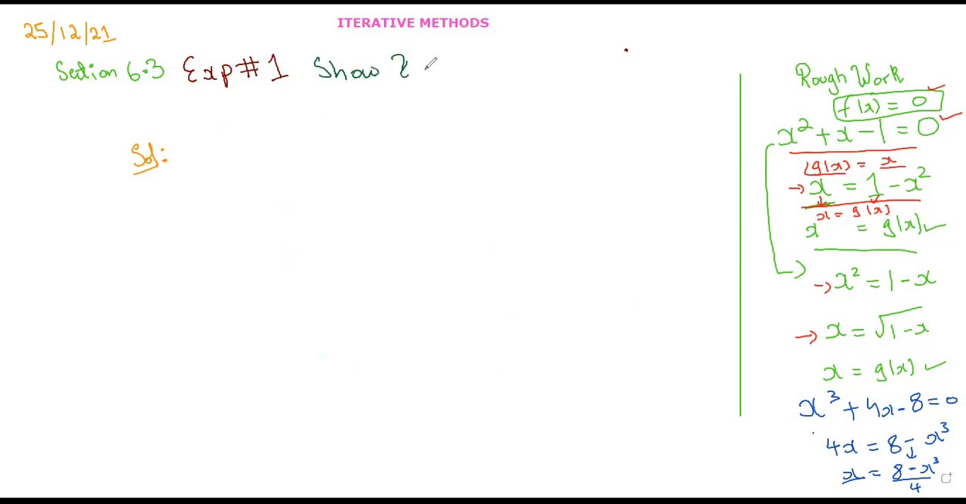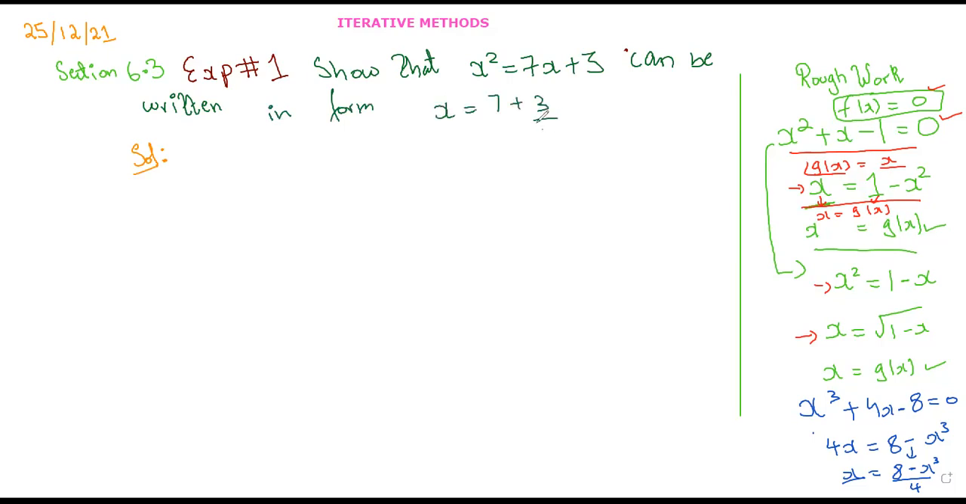show that x square equals 7x plus 3 can be written in the form x equals 7 plus 3 by x. So can you see through the second part that we are going in the same direction? This is x and this part is g of x.